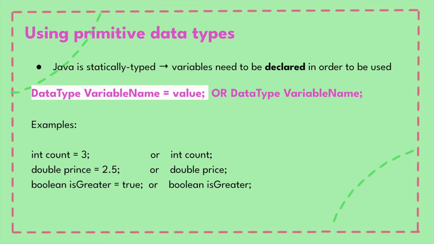Primitive data types are used through variables, and in order to use the variables, they need to be declared first. Here is the syntax for how to declare variables, starting with the data type, then the variable name, and then equating it to the value.